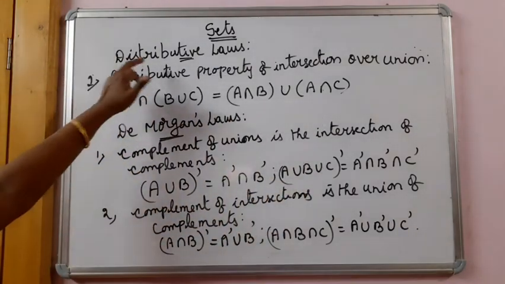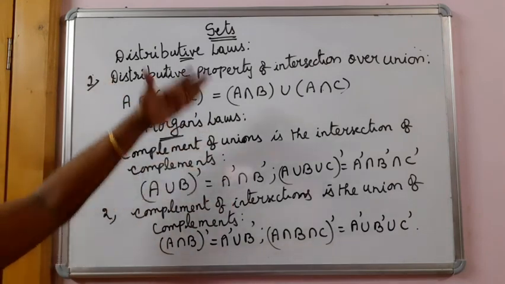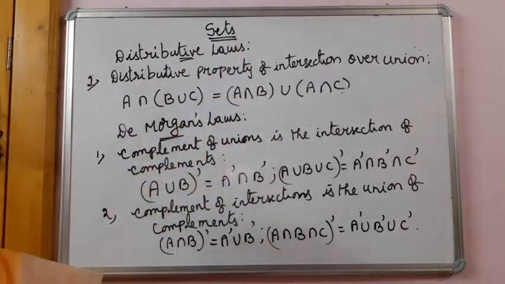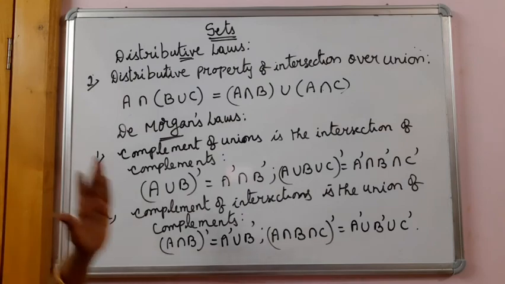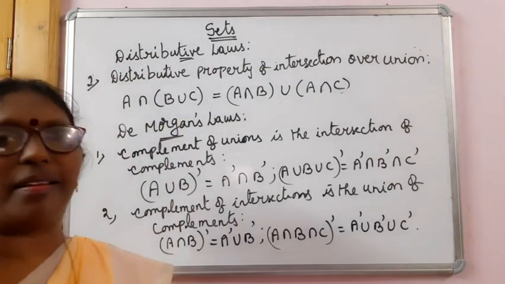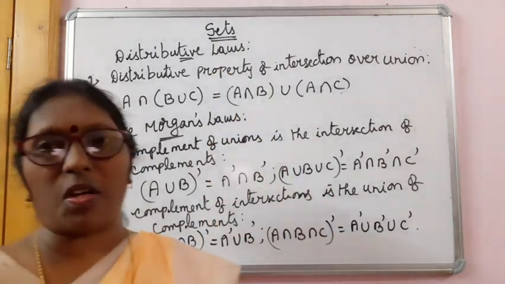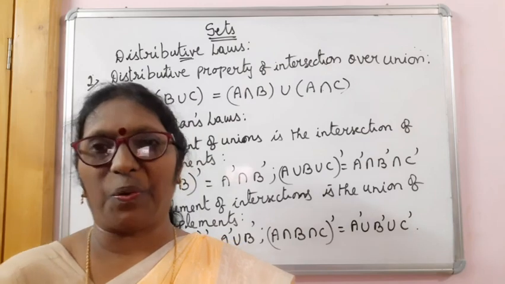In the same way as the first distributive property, which I have explained with an example, if you take an example of sets and find, you will be able to get both the sides equal. So, distributive laws and De Morgan laws, I hope this is clear to you.